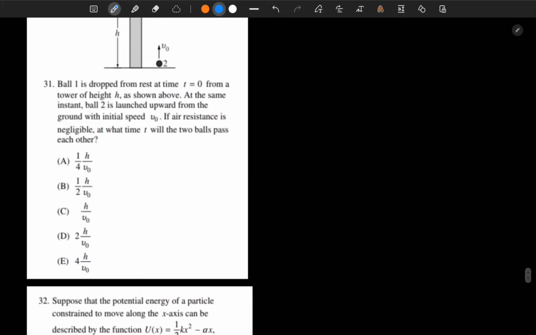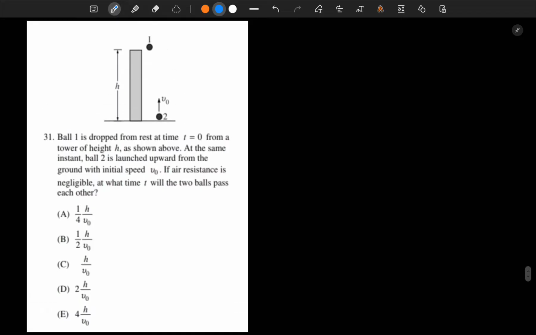Next, assume that ball 1 is dropped from rest at time t equal to 0 from a tower of height h, as shown above. At the same instant, ball B is launched upward from the ground with initial speed v0. If air resistance is negligible, at what time t will the two balls pass each other?